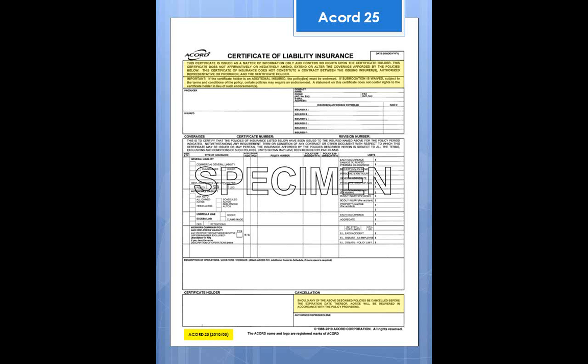cancellation provision or endorsement to the policy, because that notice of cancellation can be part of the policy form, or it can be a separate endorsement. You can ask for that as well. But in my opinion, to spend your time wisely, the most critical part is getting a copy of the additional insured endorsement.